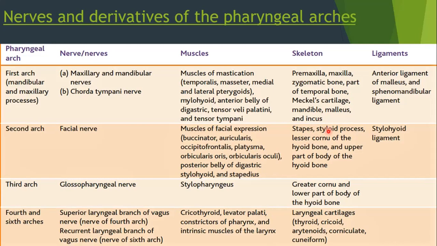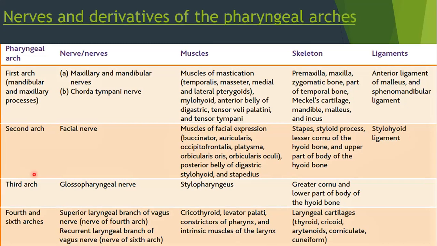Then the dorsal part of the Reichert's cartilage will give rise to the stapes and styloid process, whereas the ventral part will give rise to the lesser cornu of hyoid bone or the lesser horn of hyoid bone, also the superior half of the body of hyoid bone. Then the part of the Reichert's cartilage between the ventral and the dorsal part will degenerate, but the perichondrium will persist to give rise to the stylohyoid ligament.